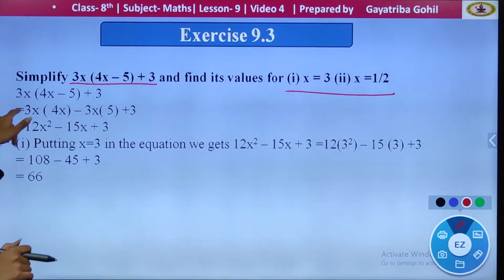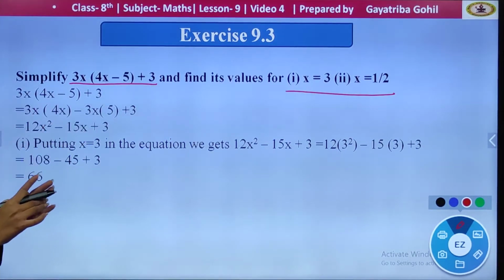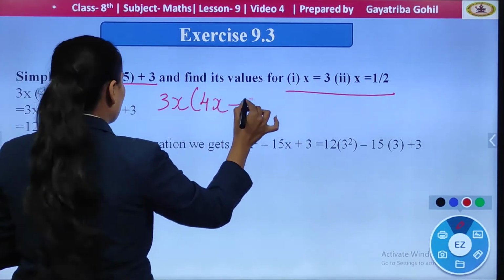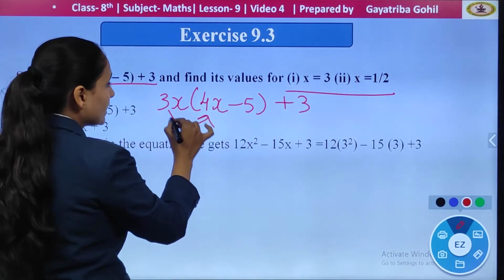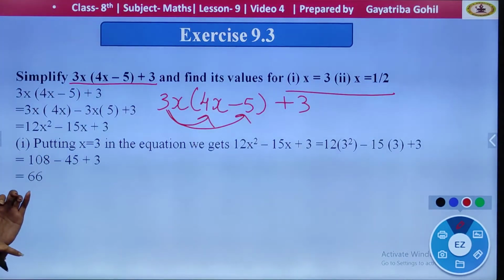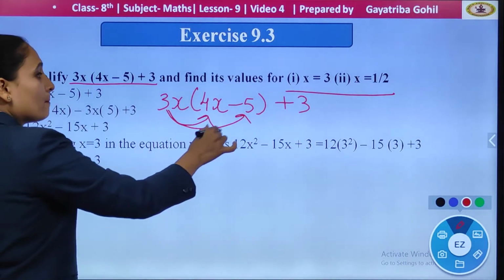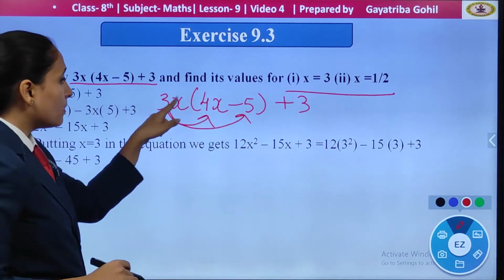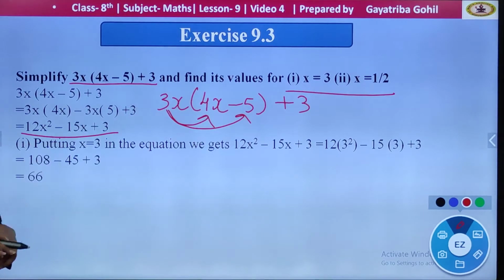So, over here you have 3x into (4x minus 5) plus 3. This is given to us, right? Now first you have to open the bracket. So, first of all you have to multiply this 3x with 4x and 3x with minus 5. So, 3x into 4x will become 12x square. When you multiply 3x with minus 5, it will become minus 15x, and plus 3 will remain as it is. That is what we have got over here.